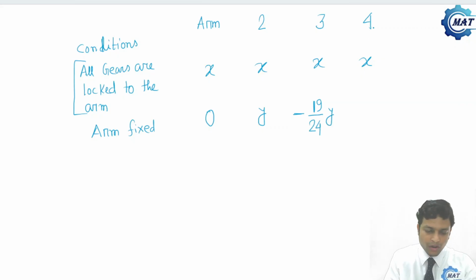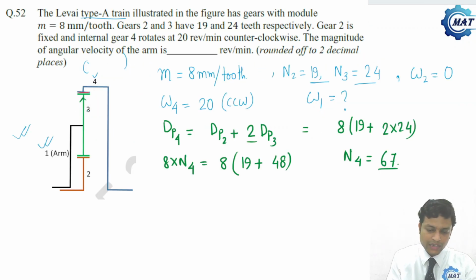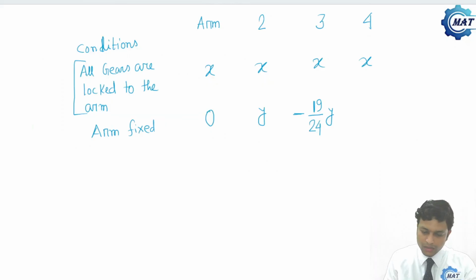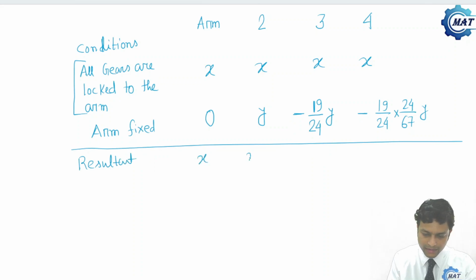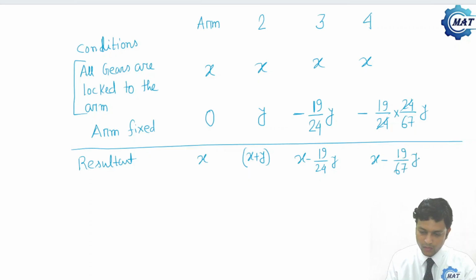Speed will be reduced in this ratio, y. Next, what will be the speed of gear 4? It is internally meshed with gear 3, so 3 and 4 will rotate in the same direction. So the sign remains the same, that is 19 by 24 into 24 by 67 y. Okay, now let us find the resultant. Here x plus y, here x minus 19 by 24 y, 24 will be cancelled, x minus 19 by 67 y.